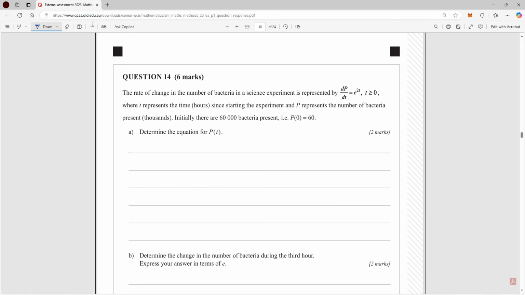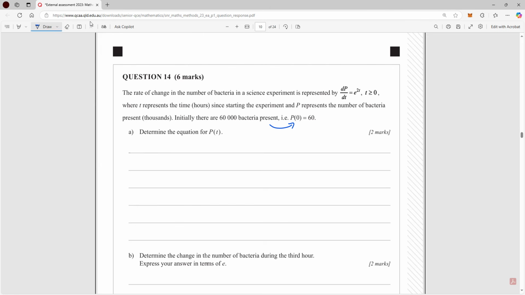So, the rate of change in the number of bacteria in a science experiment is represented by, and we're given a differential equation here. So, dp over dt equals e to the power of 2t, and t has to be greater or equal to 0, where t represents the time in hours since starting the experiment, and p represents the number of bacteria present in the thousands. Initially, there are 60,000 bacteria present. So remember, because it's in thousands, we don't have to chuck that number in for p, we only have to chuck in 60, okay? Oh yeah, they explain it right here as well.